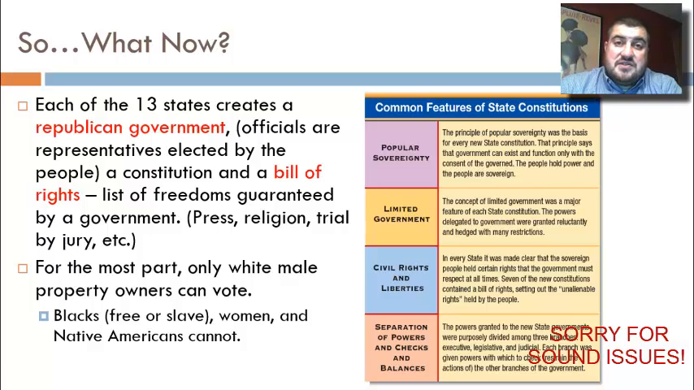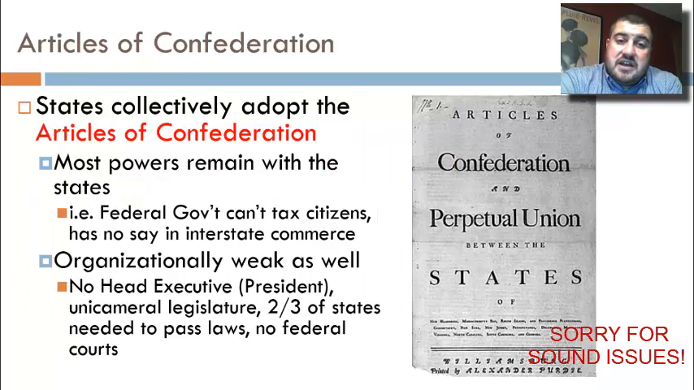And here are some of the common features of state constitutions, which we'll get to when we talk about the federal constitution as well. So the states in 1777, and finally they all ratified in 1781, collectively adopt the Articles of Confederation. And a confederation is a type of government where most powers remain with the states.